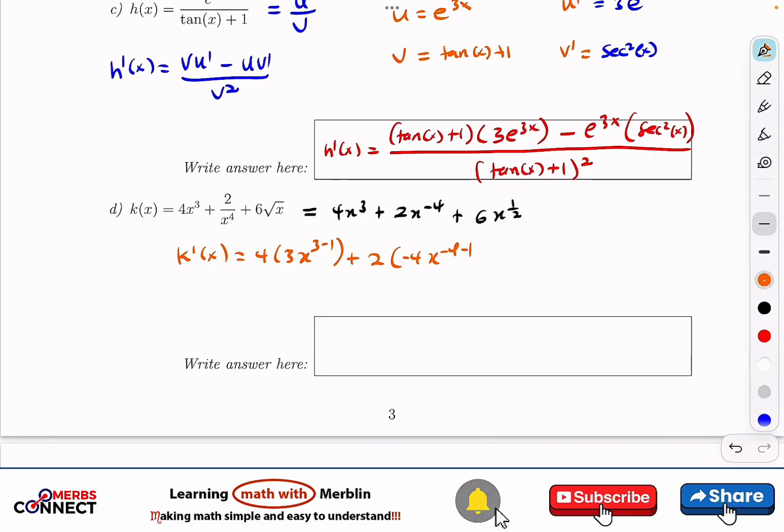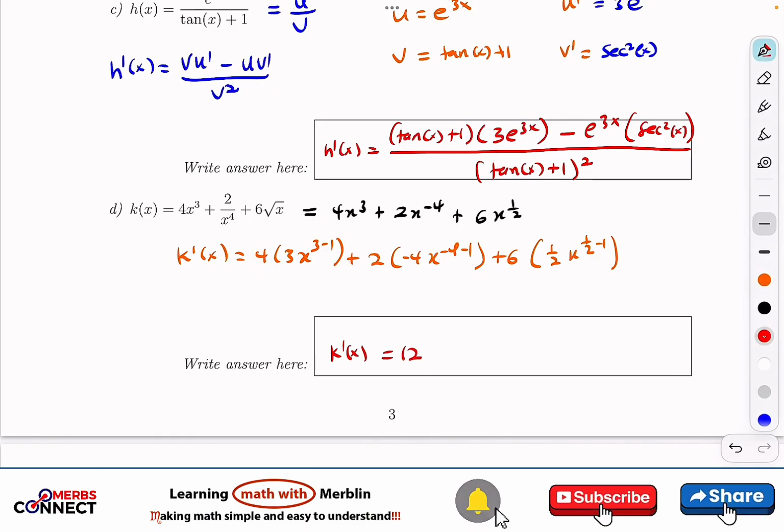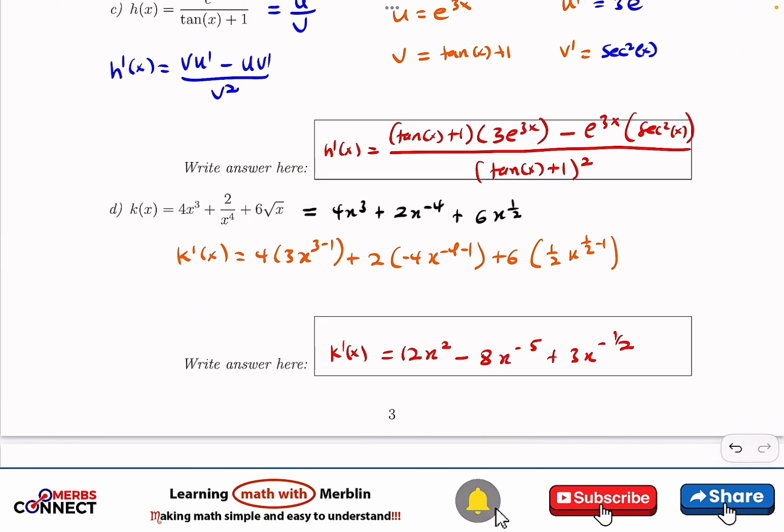Then minus 4 minus 1, then plus 6, 1 over 2 x to the power 1 over 2 minus 1. So I just wanted to do it step by step from there. Now let's simplify and put the results here. This is going to give us 12x squared. Yes, 12x squared. Then minus 8x to the power minus 5. And then this is going to give us plus 3x to the power minus 1 over 2. So that's what we are going to get from this one.